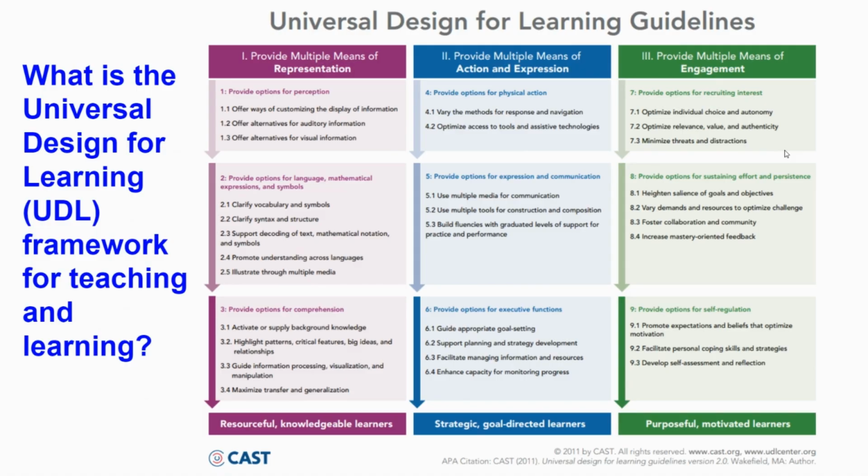And then on the right-hand side, we have the affective brain network, where we want to provide multiple means of engagement so the kids will actually engage in whatever's going on. We want to make sure our students are motivated, engaged. And you look at the bottom and you'll see that if we do all of those things, and the colors will saturate on your screen, we'll have resourceful, knowledgeable learners, we'll have strategic, goal-directed learners, and we'll have purposeful, motivated learners. Now, in the middle grades, we're not going to have all of those things all the time because our students are developing, but that's our goal over time.